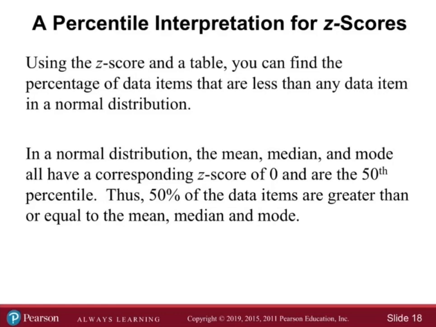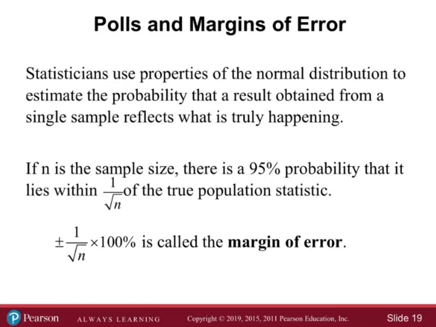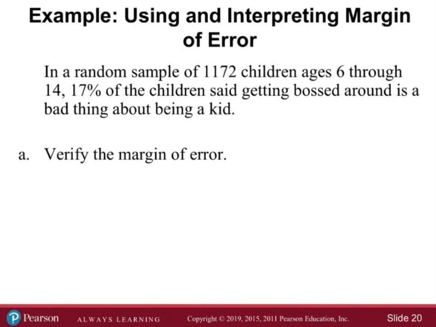Okay, let's keep going. So statisticians use properties of normal distributions to estimate the probability that a result obtained from a single sample reflects what is truly happening. If n is a sample size, there is a 95% probability that it lies within 1 over the square root of n of the true population statistics. Plus or minus 1 over root n times 100 is called the margin of error. Okay. If n is a sample size, there's a 95% probability that it lies within 1 over the root n, the margin of error.